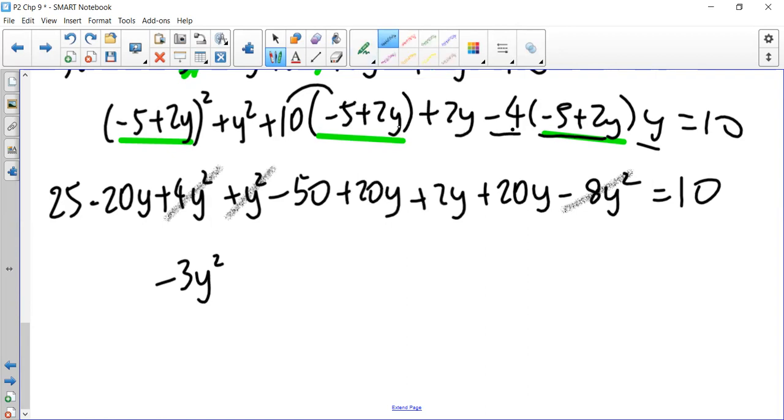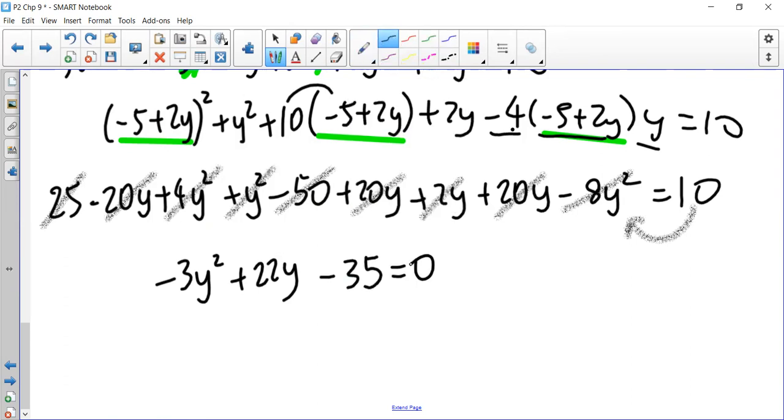Next, start with the y term. Negative 20y plus 20y is gone, 0. 0 plus 20y, oh, plus 2y, that's 22y. Okay. Next one, last, the constant term. 25 minus 50, negative 25, or you can use a calculator, of course. Negative 25. If I bring this 10 over, negative 25 minus 10 is negative 35, which equals 0. Right? Yep, I did it right.